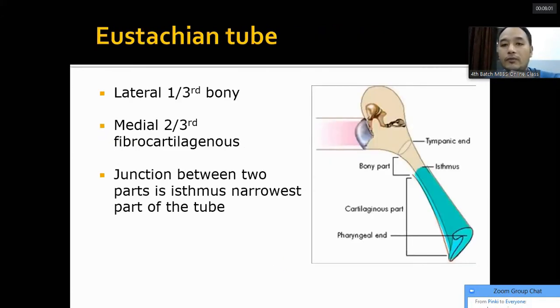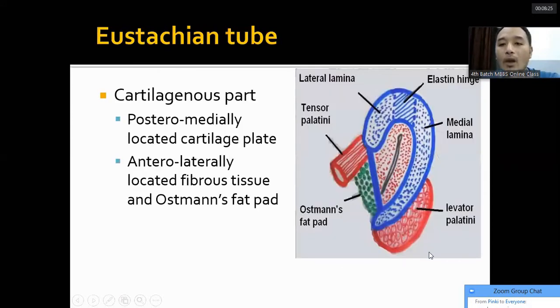Now let's come to the pharyngotympanic tube, the Eustachian tube. It is a long tube divided into two parts. The bony part is lateral, and the superior 1/3 consists of the bony part. The medial 2/3 is fibrocartilaginous. The junction between the bony and cartilaginous parts is narrowed, and is called the isthmus, the narrowest part of the whole tube. The fibrocartilaginous part consists of an incomplete ring of cartilage, and posteromedially the cartilage plate is located.